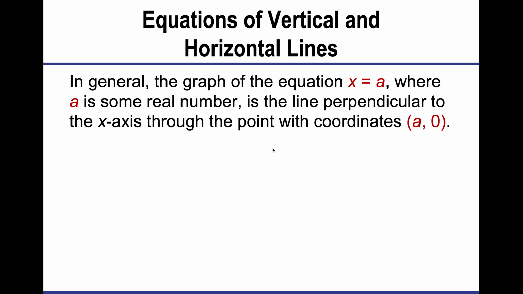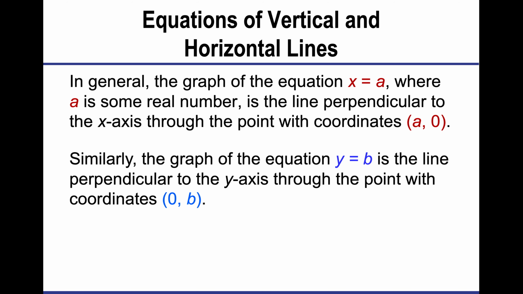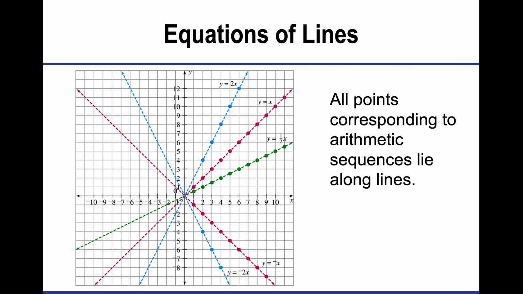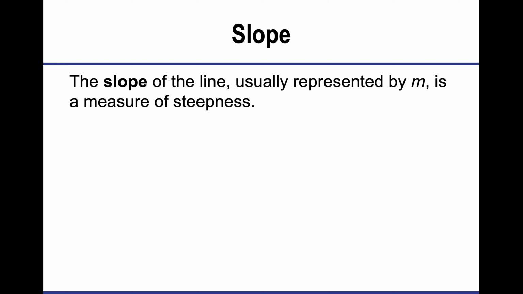In general, the equation of x equals a is going to create a line that's perpendicular to the x-axis, and the line y equals something is going to be perpendicular to the y-axis. This is just an idea of what y equals 2x looks like, y equals x, and y equals 1/2 x. So these are actual graphs that are generated from plotting the points of plugging something in for x and getting something out for y.